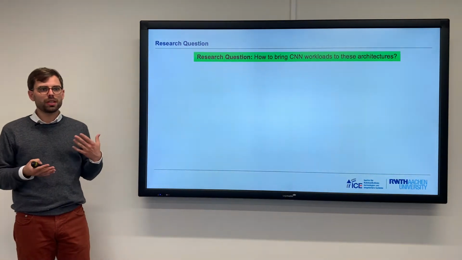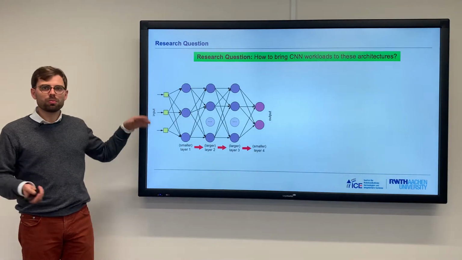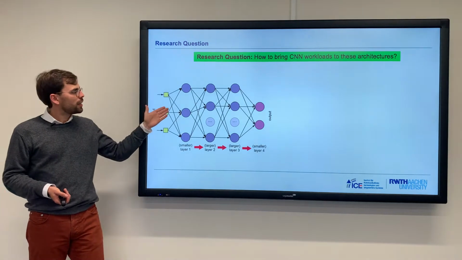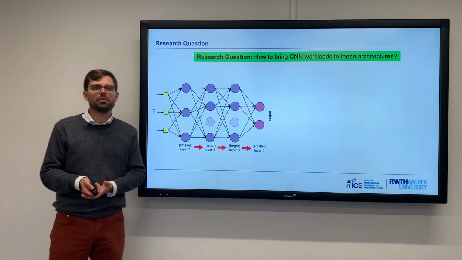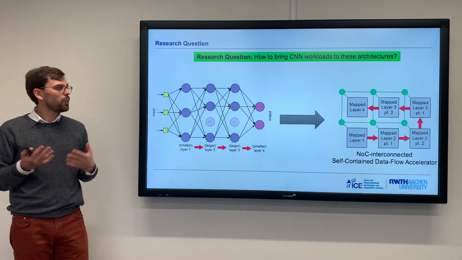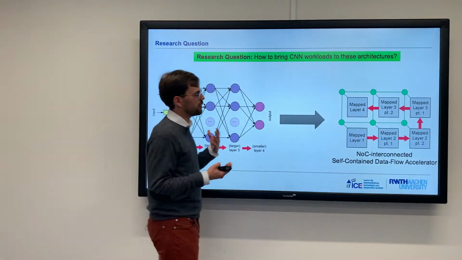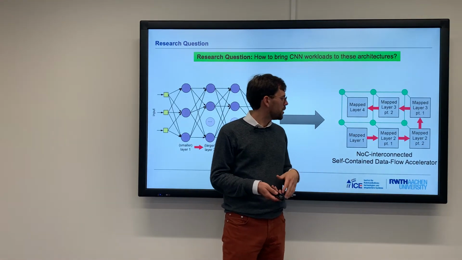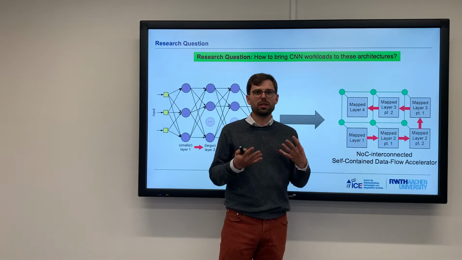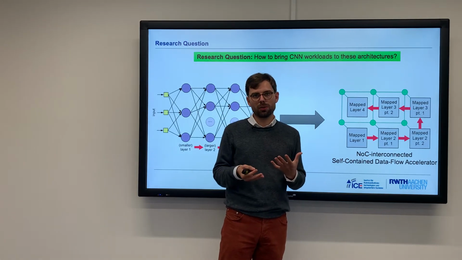So let's revisit the CNN again. What you can see here, as you probably all know, is that it has some inputs and then a data flow through multiple hidden layers, and then finally you get the output classified result. And now we want to bring it to this kind of accelerator. So as I said, it's NOC interconnected. You can see this here with the routers in green. And it is self-contained, meaning that you want to bring the whole neural network onto the design.